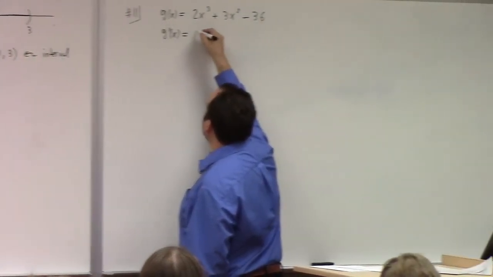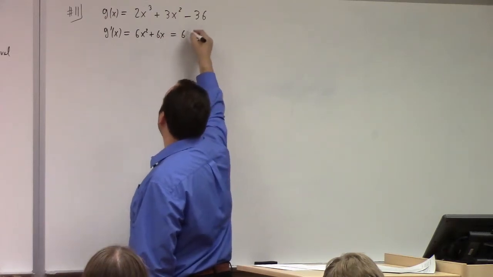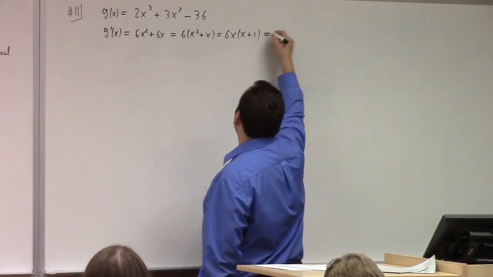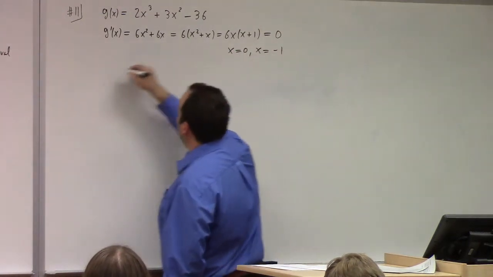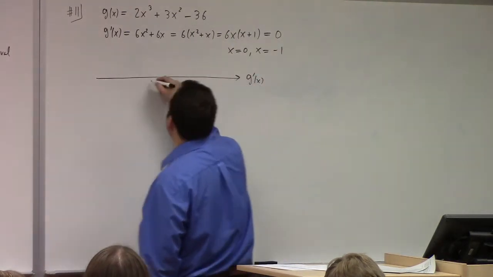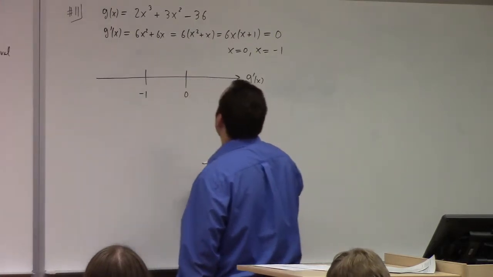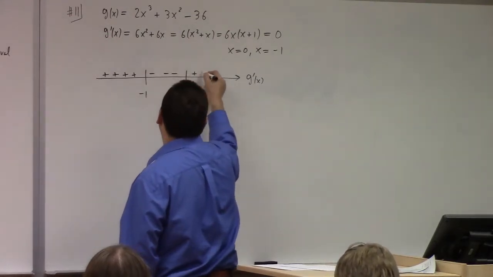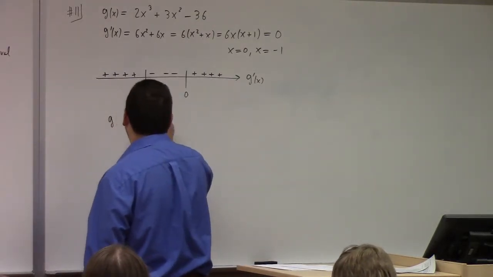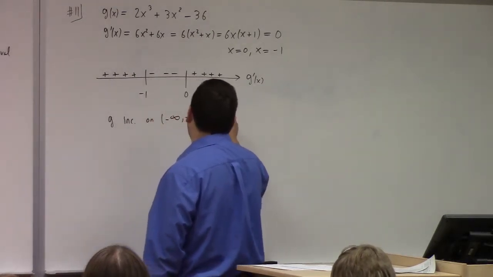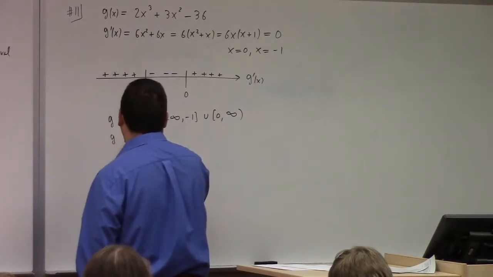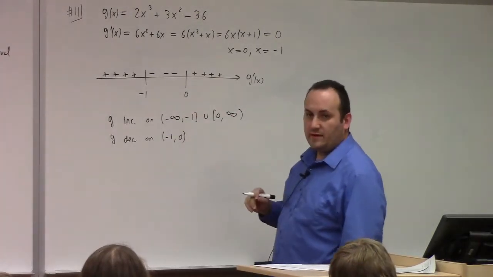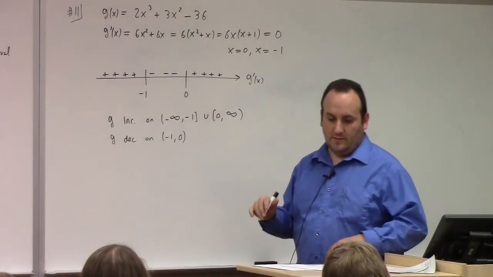Anyway, when I differentiate, I get 6x squared plus 6x, which is 6 times (x squared plus x), which of course is 6x times (x plus 1). So if I set that equal to 0, I get critical numbers x equals 0 or x equals minus 1. Put that on a number line. There's my critical numbers, and the derivative is a parabola which opens up, so it's going to be plus, plus, plus, minus, minus, minus, plus, plus, plus. So g is increasing on minus infinity to minus 1 and also 0 to infinity. And g is decreasing on minus 1 to 0. Whether or not you include or exclude the points where they're joined, I don't really care. It would still be right.